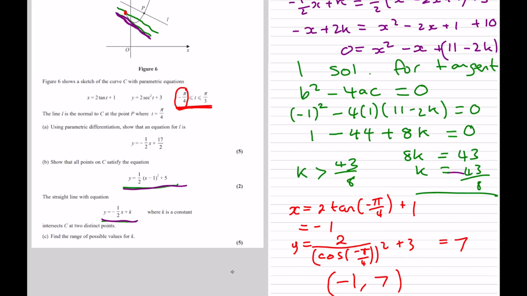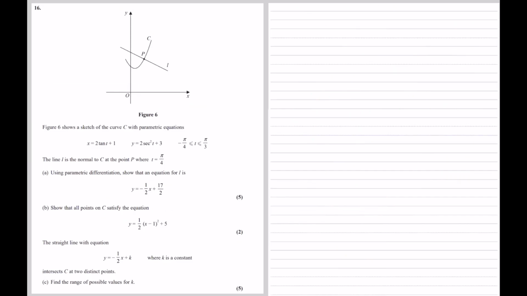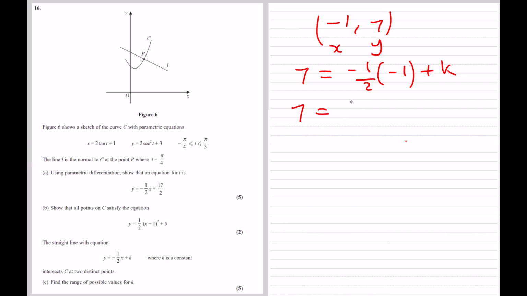We know y equals minus a half x plus k. So what does k have to be? So 7 equals minus a half times minus 1 plus k. 7 equals a half plus k. 7 take away a half is 6.5 or 13 over 2. And it'll be 13 over 2 there, so it can be less than or equal. k is less than or equal to 13 over 2.